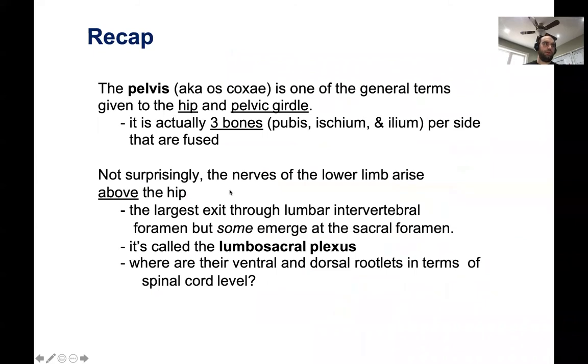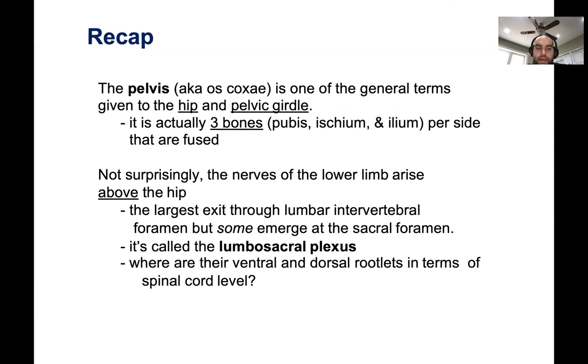Okay, so let's do a quick recap, guys. The pelvis, aka the os coxae, is a general term given to the hip and the pelvic girdle. We talked about how the pelvis is the fusion of three separate bones. We got the pubis, the ischium, and the ilium. And each side has its own set of those three bones.